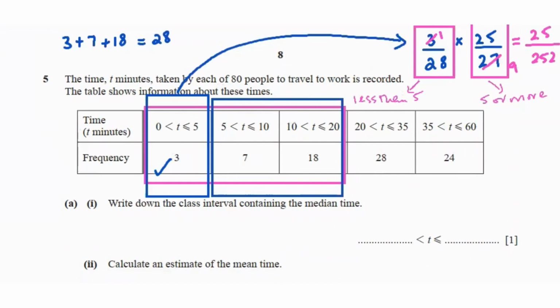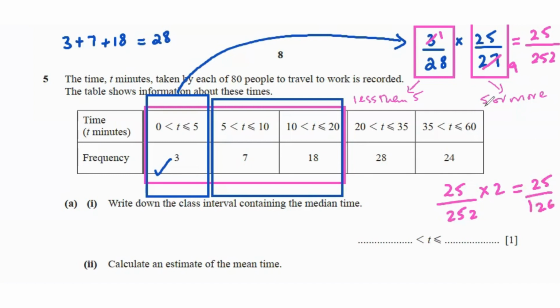So he didn't put any restriction on that, which means 25 over 252 will then be multiplied by 2, which will give us the final probability, that is 25 over 126.